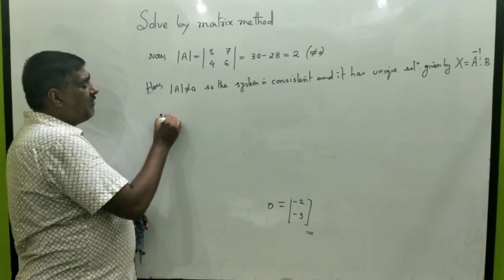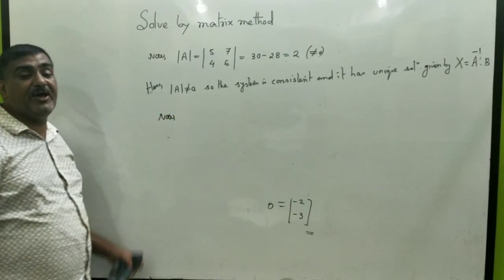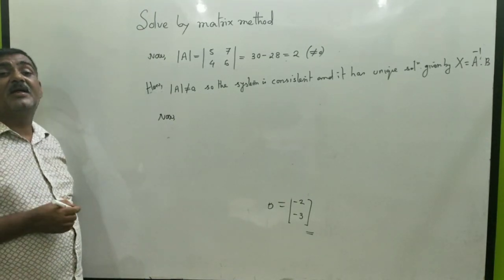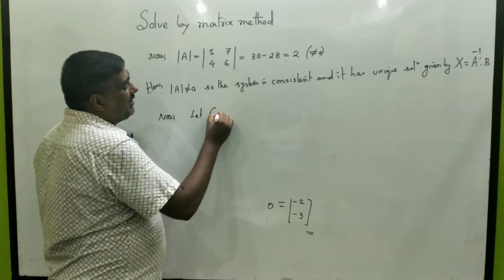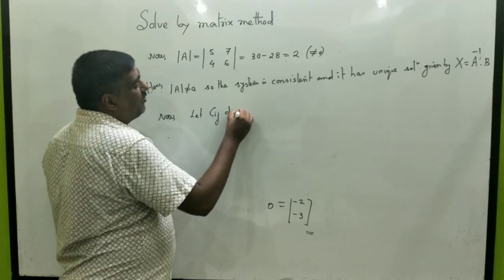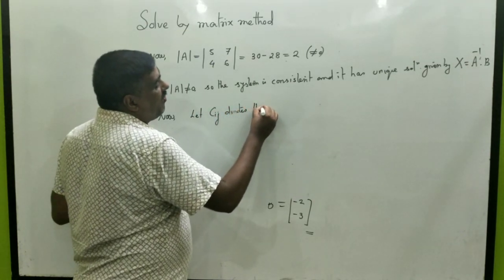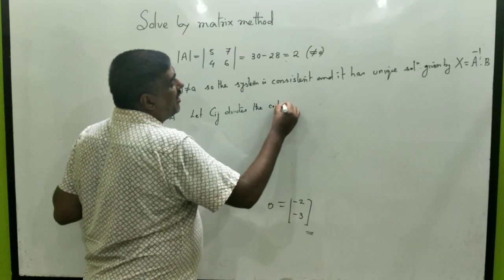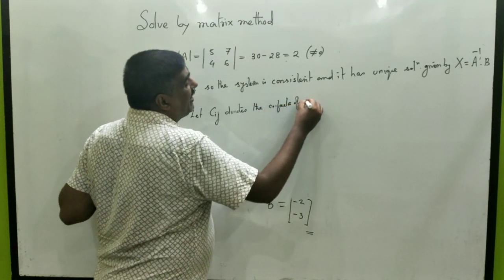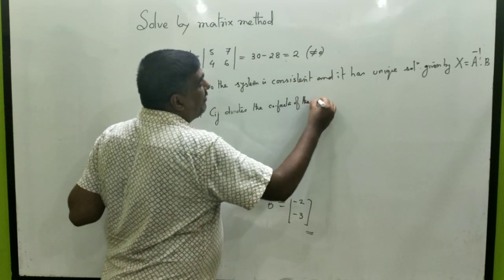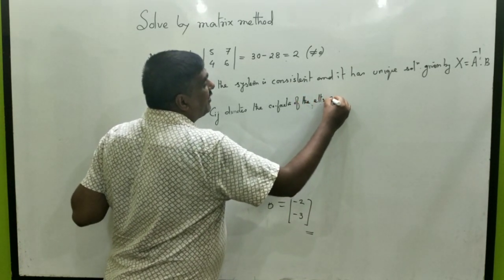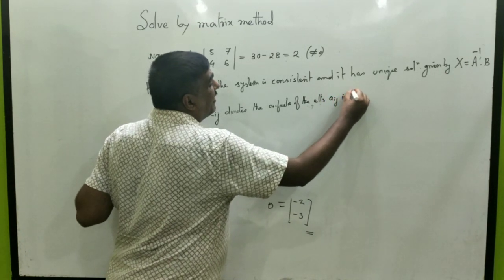Now अभी हमको क्या निकालना है सर, adjoint. a inverse माने adjoint by determinant of a. तो let मैंने बोला सर, let Cij denotes the cofactor of Aij, cofactor of the elements Aij in capital A. Clear?